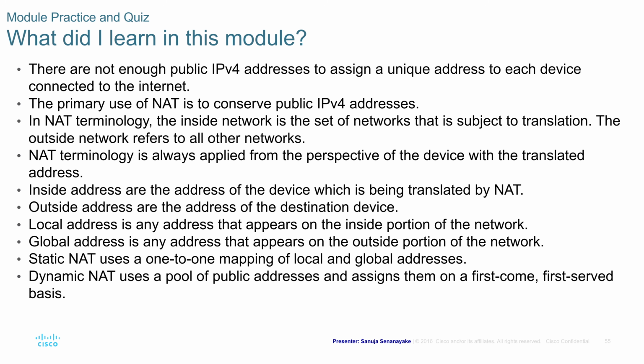A local address is any address that appears on the inside portion of the network, while a global address is any address that appears on the outside portion of the network. We also learned static NAT uses a one-to-one mapping of local and global addresses, while dynamic NAT uses a pool of public IP addresses and assigns them on a first come, first served basis.